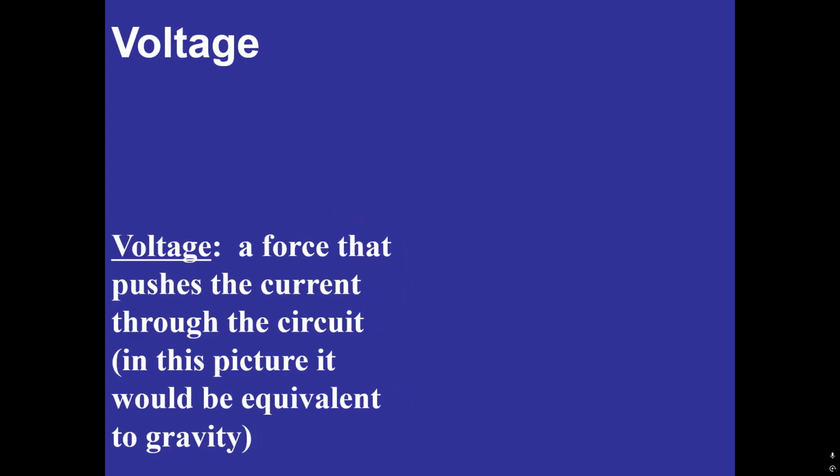Next we will see two important concepts in electric circuits, that is voltage and resistance. Voltage is a force that pushes the current through the circuit. It is also called EMF, or electromotive force. It is some force that pushes the electric current through the circuit.